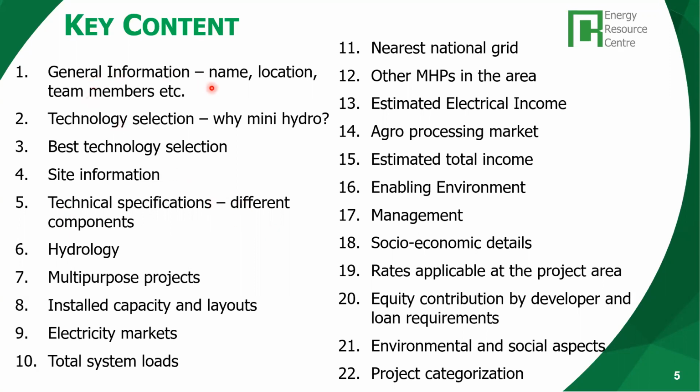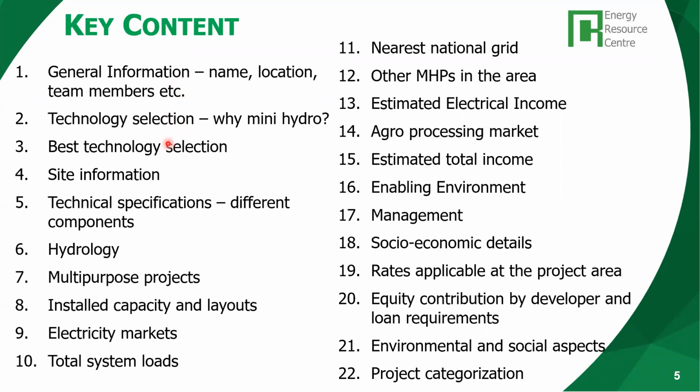The first one is that you start with the general information of the project site: where it is located, what is the name of the project, who prepared it, who are the counterparts in preparing this, who are the community members that were consulted, and how this project was conceptualized. So this information is provided in the general information.